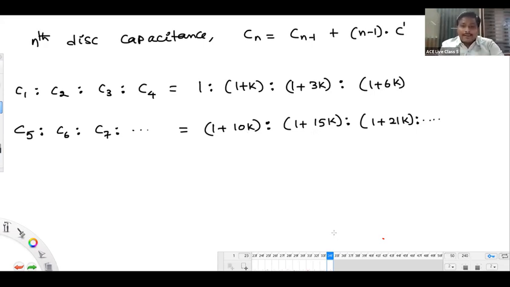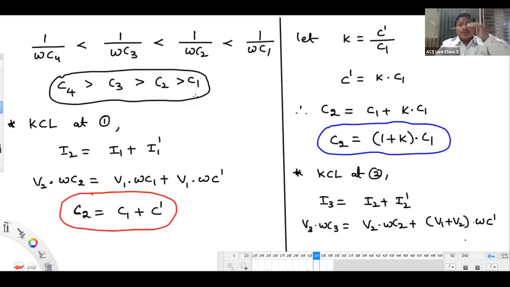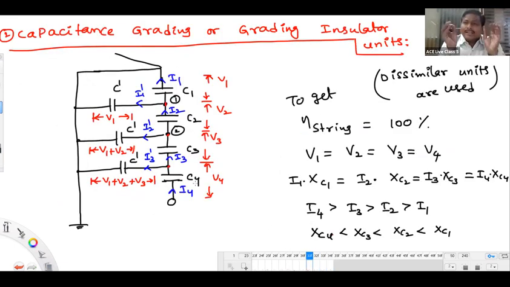So like that, the value of capacitance should be increased starting from tower location to conductor. If you increase our capacitances in that manner, definitely we get the string efficiency equal to 100%. But the main disadvantage of this method is designing of the disks of unequal sizes, right? Unequal dissimilar units, designing itself is a bit difficult. Mechanical as well as electrical design is difficult. That's why this method may not be practical to improve the string efficiency.